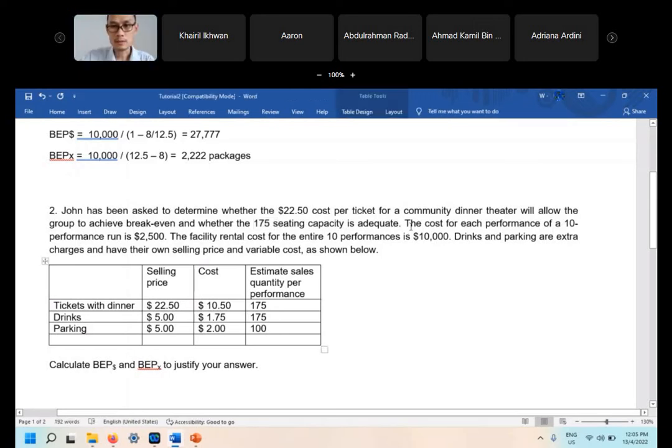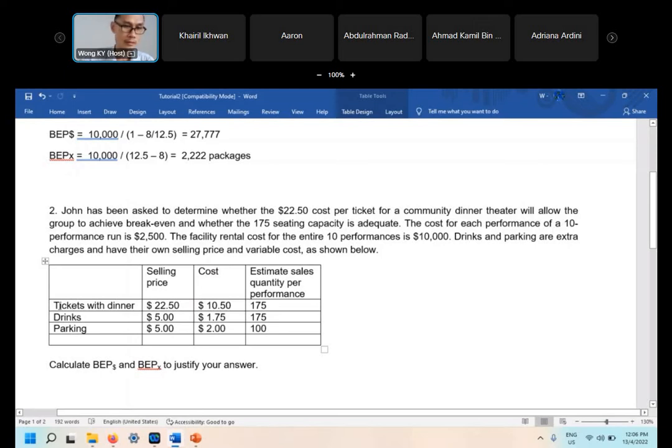So given what? Given the cost for each performance of a 10 performance run. Is this the variable cost or fixed cost? The cost for each performance of a 10 performance run is 2,500. So this is fixed cost, but fixed cost per performance, because it says for each performance. The facility rental cost for the entire 10 performances is 10,000. So this is another fixed cost. Drinks and parking are extra charges and have their own selling price and variable cost as shown below.